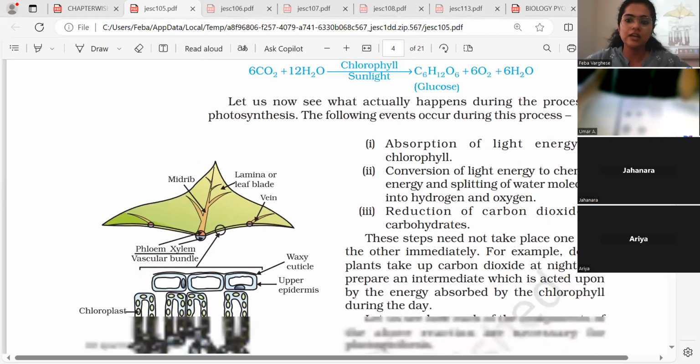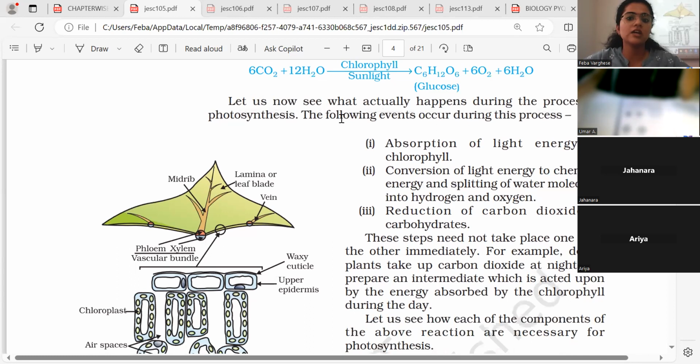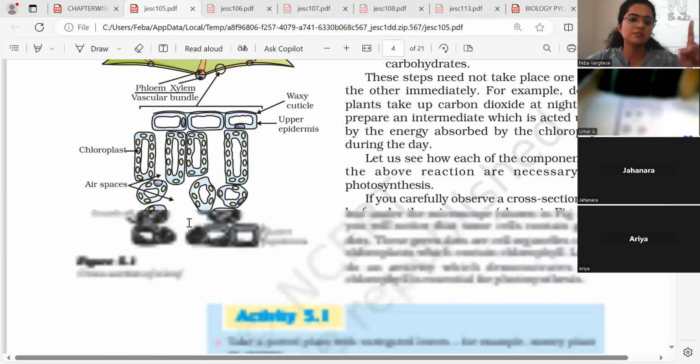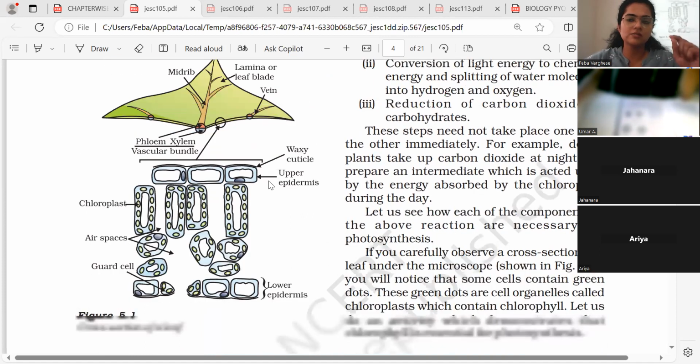Okay, guys. Then another important question from this part: the processes occurring, events occurring during the process of photosynthesis. All these three events are important. I'm not going to read everything. They are given as points. You can go through. And now this figure is important. Okay, this figure is important. They might give you the figure and they'll ask you to mark the things. And what is the significance of these cells? Where are the guard cells found? In the stomata. Very good. Yes, the stomata are enclosed by the guard cells.